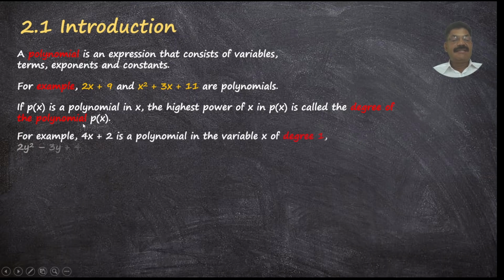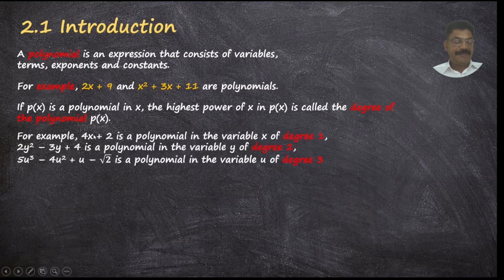Now let us see some examples. 4x plus 2 is a polynomial in x. What is the highest power of x? It is 1. Therefore, its degree is 1. Consider 2y square minus 3y plus 4. It is a polynomial in the variable y. What is the highest power of y? Obviously, it is 2. Therefore, degree of this polynomial is 2.